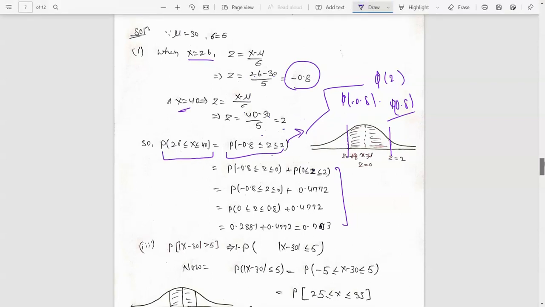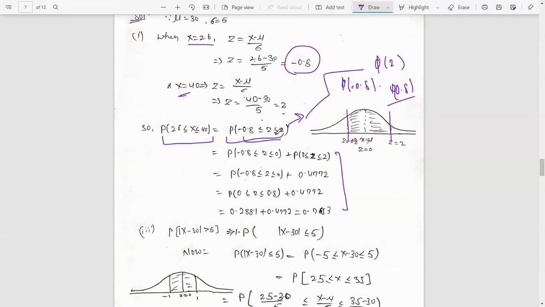Just like I did, you can break this part also. So minus 0.8 to 2: you can break it into two parts, minus 0.8 to 0 and 0 to 2. Whatever the probability for 0 to 2 is, these things will be given in the question. Don't worry about how this is 0.4472. It will be given in the question, but think that this can be translated this way by breaking the part.